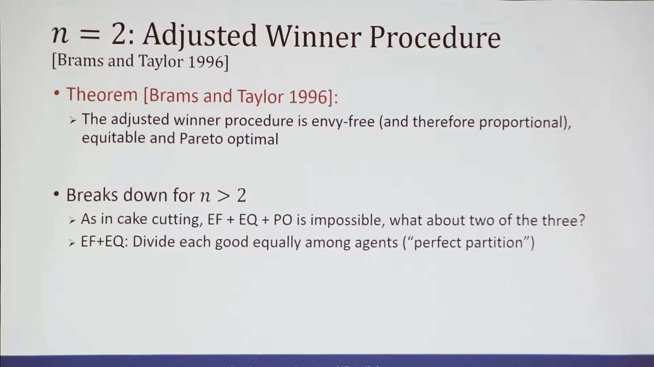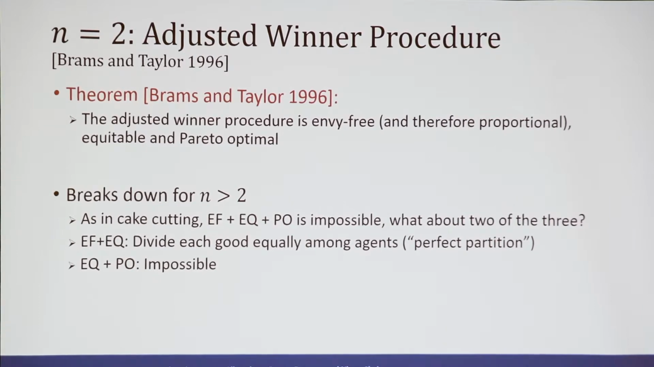Well, envy-freeness plus equitability, this was our perfect partition from before, and in cake cutting we could get it, but it was hard. There was no simple protocol that got this. But here, we can actually do it very easily. We simply divide each good equally among all the agents. Now everyone gets exactly the same bundle, and as long as valuations are normalized, they get exactly 1/nth. So every agent gets 1/nth, and they all think that every other agent got 1/nth as well.